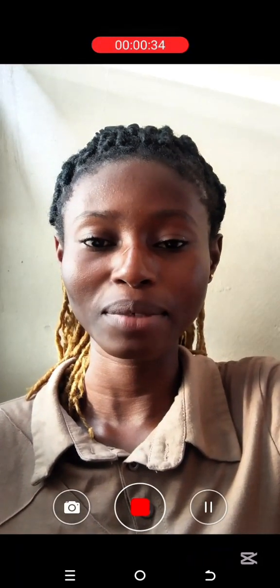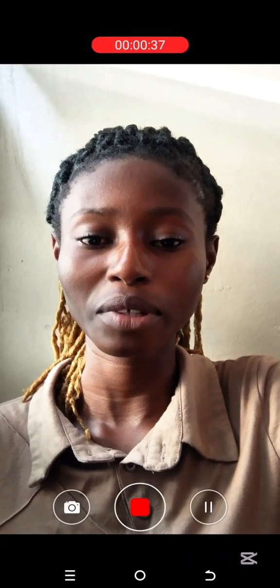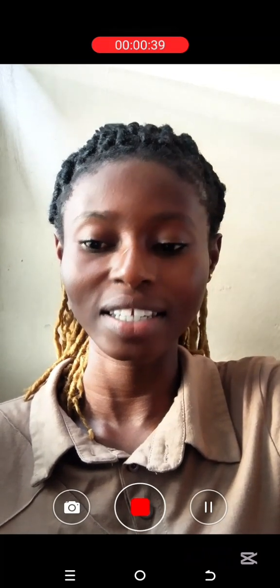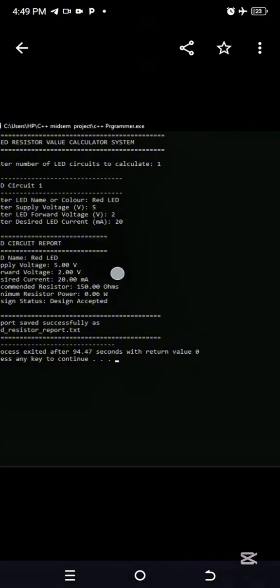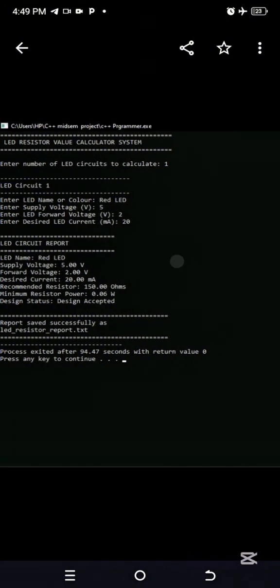My name is Anita Akate, a member of Group 3.4. I am the testing lead. The testing is about this: I have my red LED over here. I entered the LED name, which is red, and then the supply voltage 5, the LED forward voltage, which is 2, and then the desired LED current, which is 20. The result is design accepted.